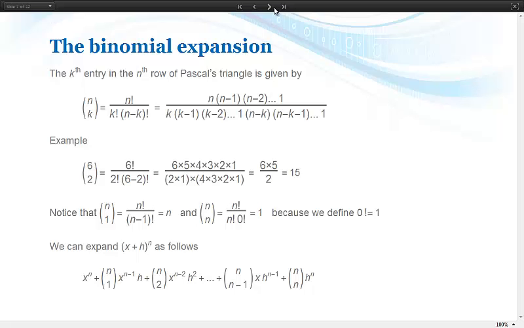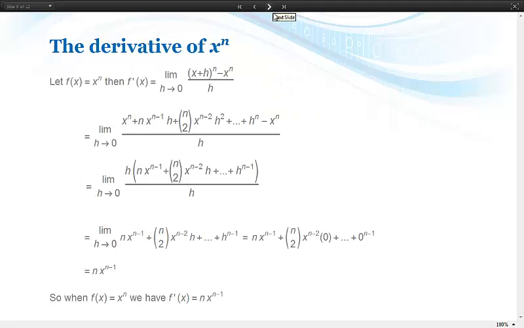But we're going to use this to prove the derivative of x to the n, well, we'll see what it is when we get there. So notice carefully, if I want to compute the derivative of x to the nth power, where n is some positive integer, then we let f of x be x to the n. The derivative is the limit as h goes to 0 of x plus h to the n minus x to the n, all divided by h.